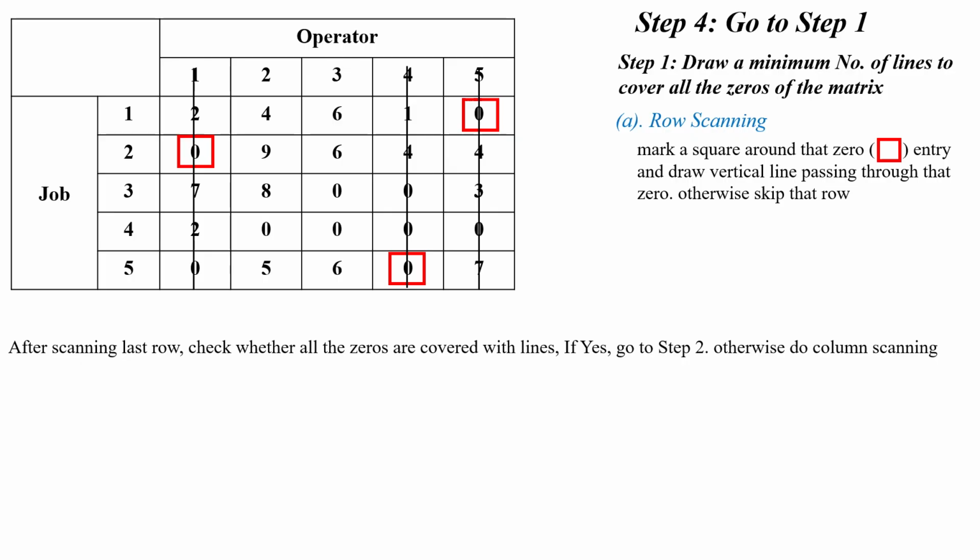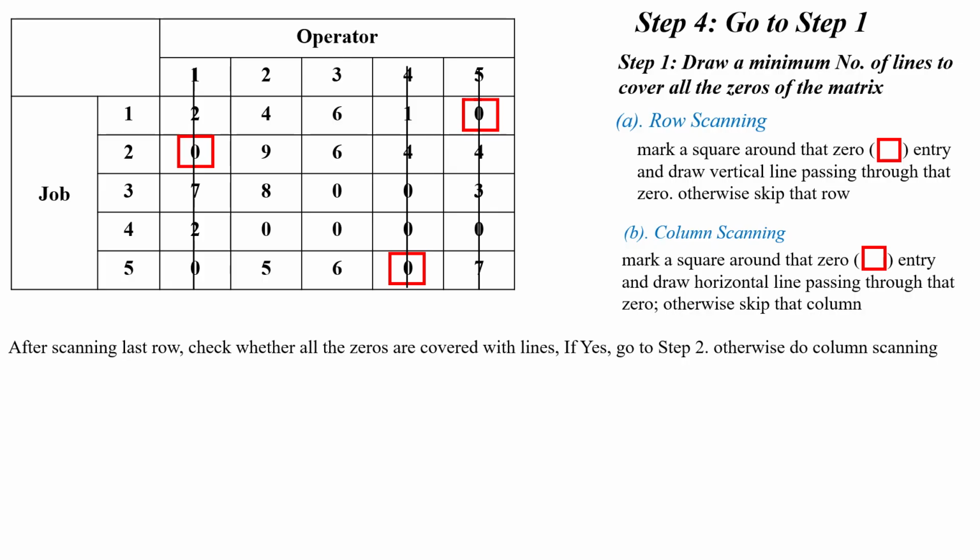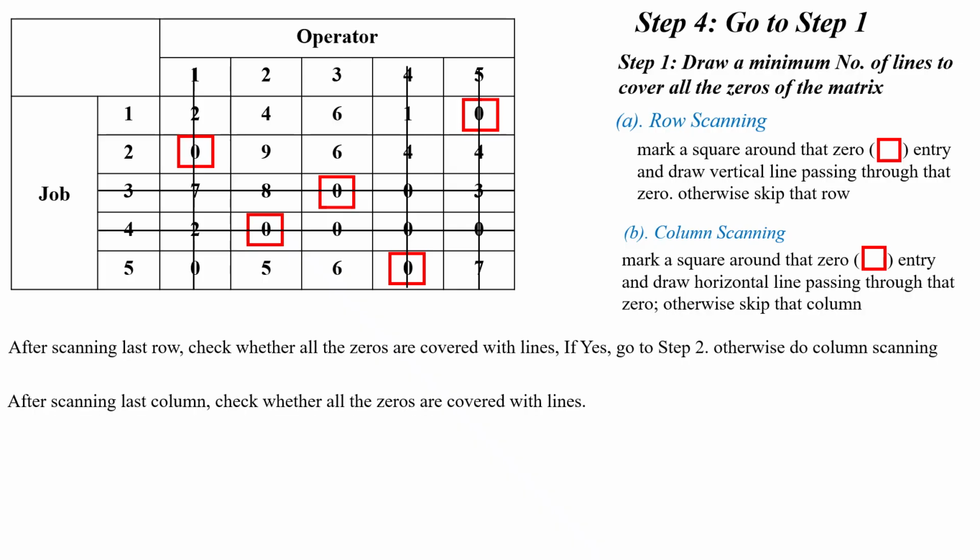After the fifth row scanning, there are still zeros not covered with lines, so I have to go for the column scanning. First we go for the first column, which was already removed by row scanning. In the second column there is only one 0, so mark a square around that 0 and draw a horizontal line. In the third column there is only one 0, so I mark a square around that 0 and draw a horizontal line. The fourth and fifth columns were removed in row scanning. So now the column scanning is completed.